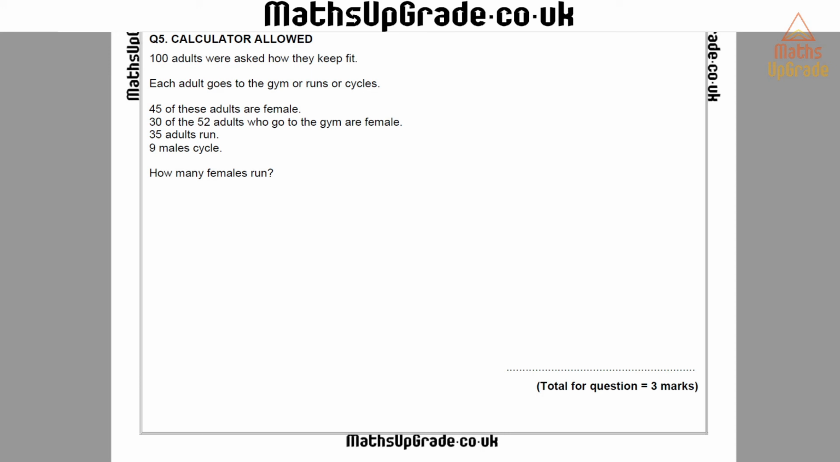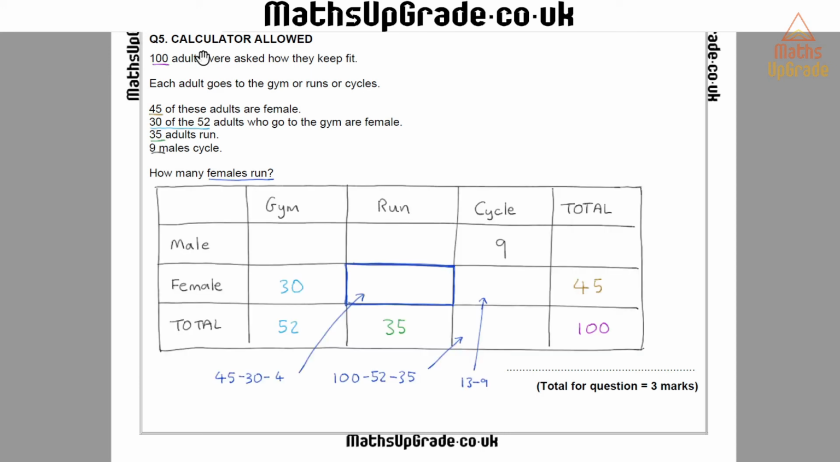So there's a lot of information there. You can see from the text that the choices are gym, run or cycle. No one does more than one of those. And you've also got males and females as usual. So your table would look something like this. You can draw it the other way around as well.